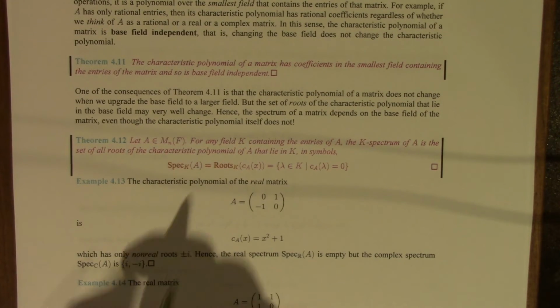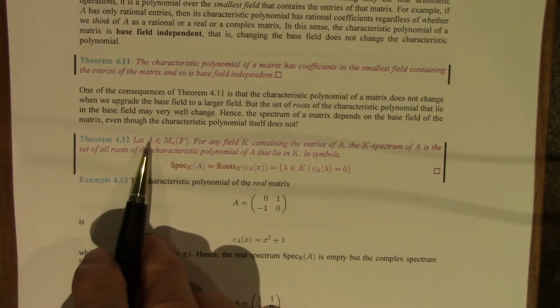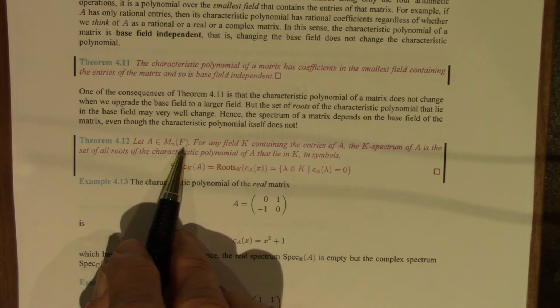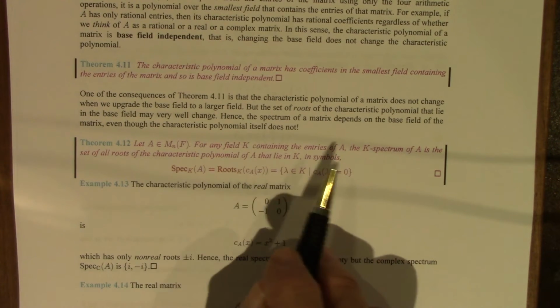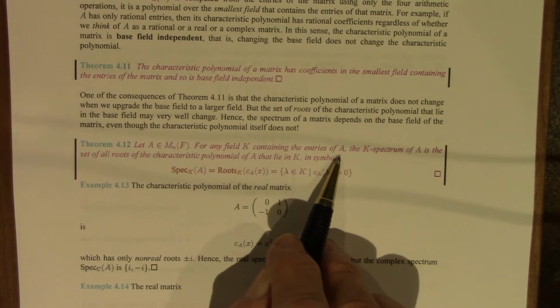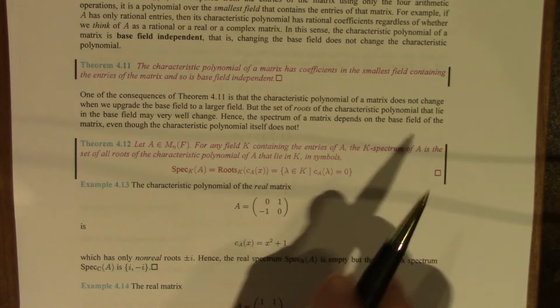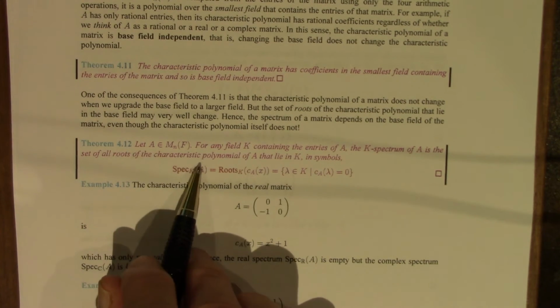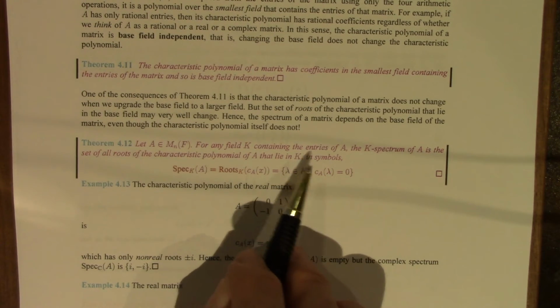Okay. So, I'm going to make the following definition. Let A be an n by n matrix over a field F, and let K be any field containing the entries of A. The K spectrum of A is the set of all roots of the characteristic polynomial of A that lie in K.